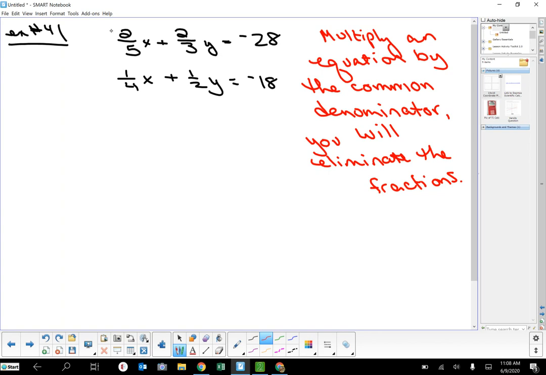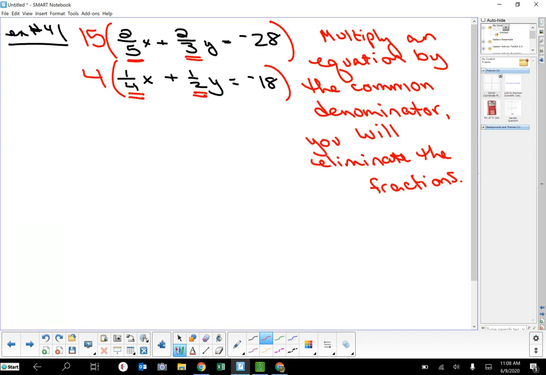Like this first one, I have a 5 and a 3, so I need a number they both divide evenly into, and that's going to be a 15. Okay? The second equation, I have a 4 and a 2. Well, they'll both divide evenly into 4, so 4 is going to be the common denominator. So I try to divide the little one into the big one first. If that works, the big one is your common denominator. If it doesn't work, look for multiples of the bigger one and then go from there.